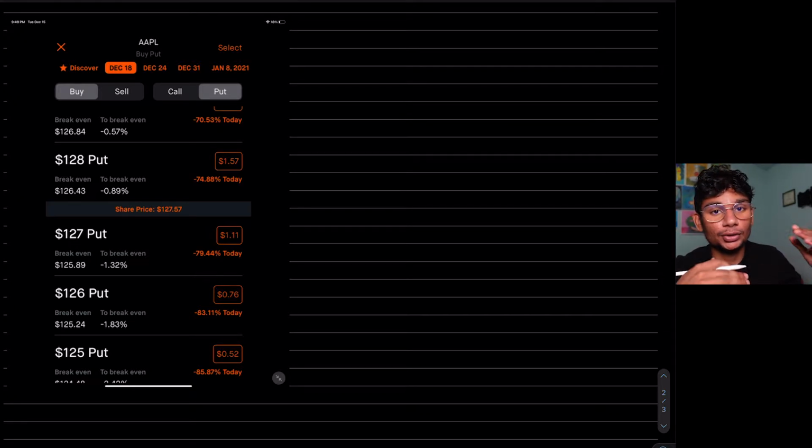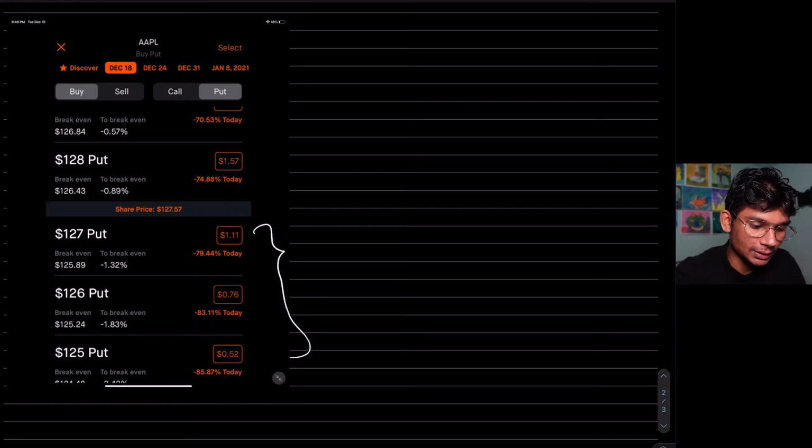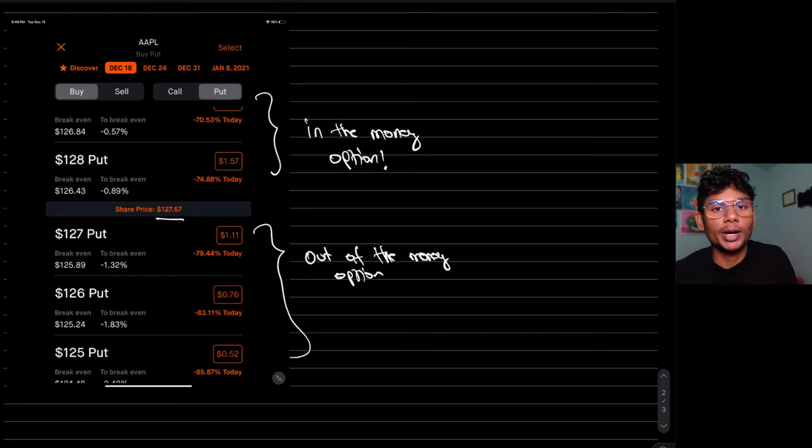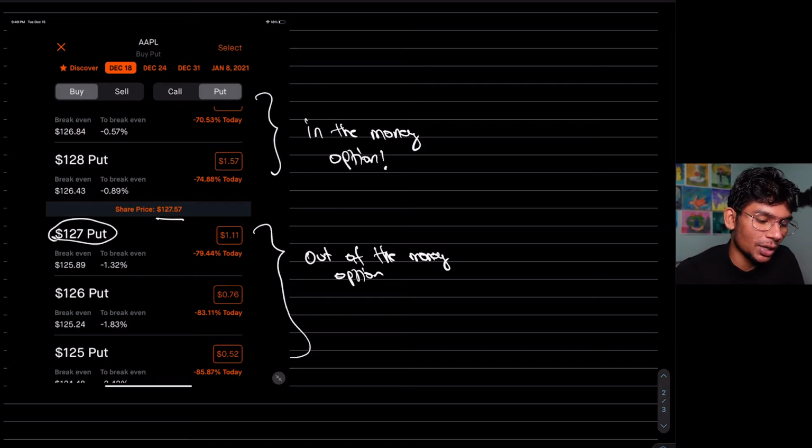One thing you do need to remember is, since this is a put option and we want the stock to go down, everything here is considered out of the money options. And everything above here is called in the money options. And since this is the current price of Apple, let's say you think that the stock price of Apple will go down in the future. So let's say you buy this put option.